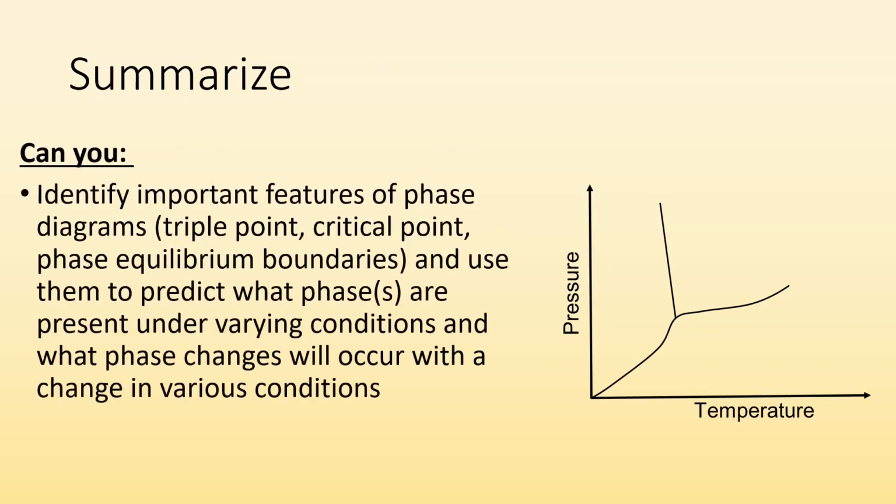All right, to summarize: can you identify important features of phase diagrams, meaning triple point, critical point, and phase equilibrium boundaries, and use them to predict what phases are present under varying conditions and what changes will occur with change in various conditions?